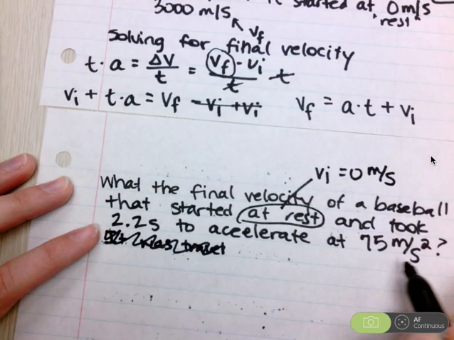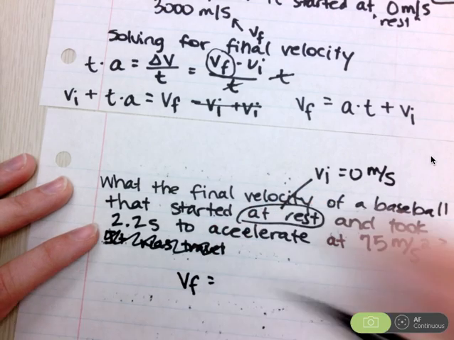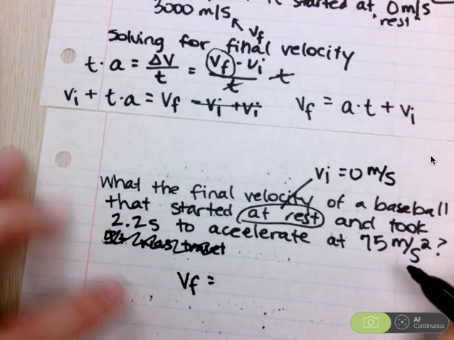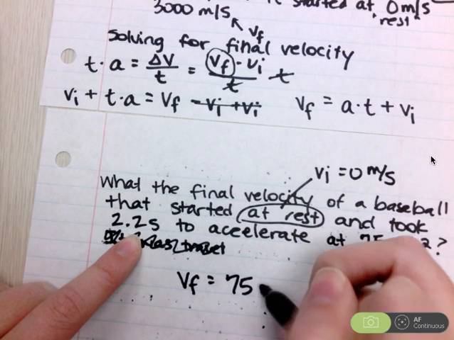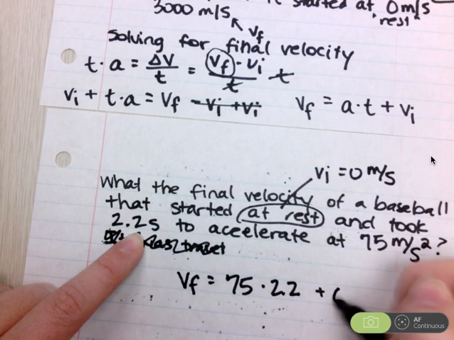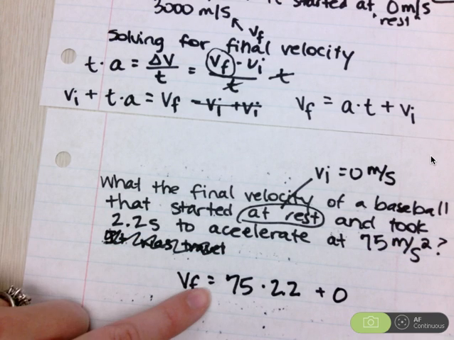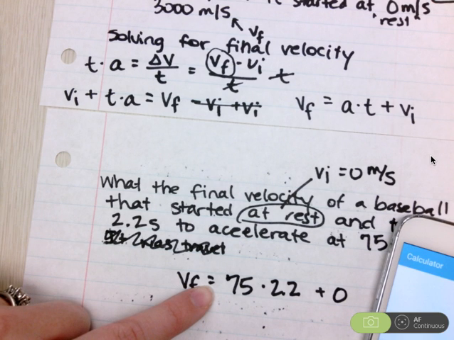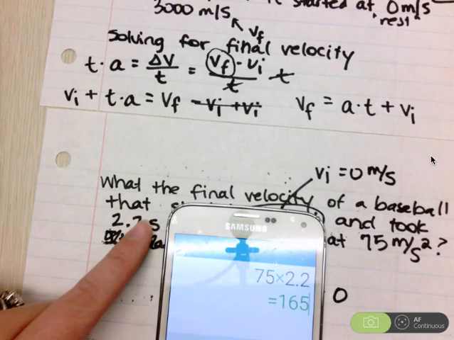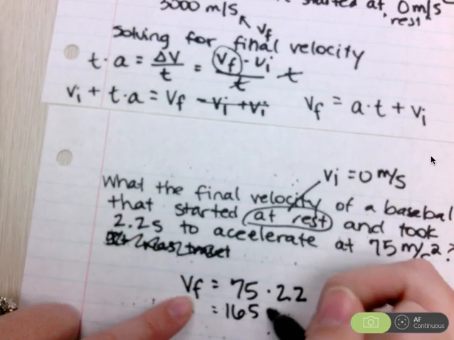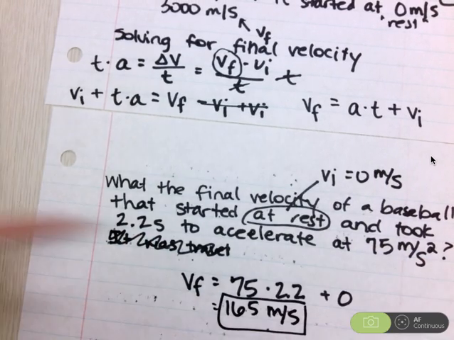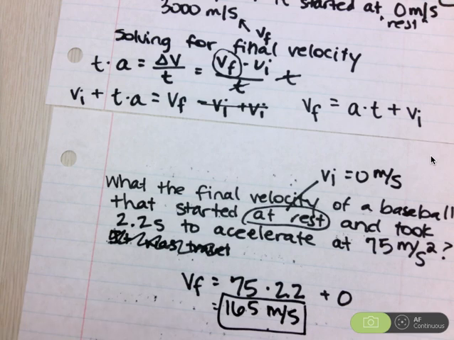I have my time and my acceleration. So final velocity equals acceleration 75 times time 2.2 plus 0. So plus 0 we don't have to really do, right? And so all we have to do is 75 times 2.2 is 165 meters per second. Okay, so now I want you to try. So get out your worksheet from Friday and finish those acceleration problems and turn them into the sub.